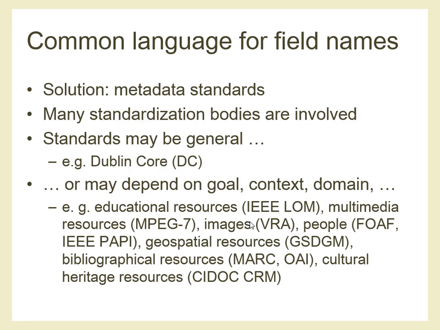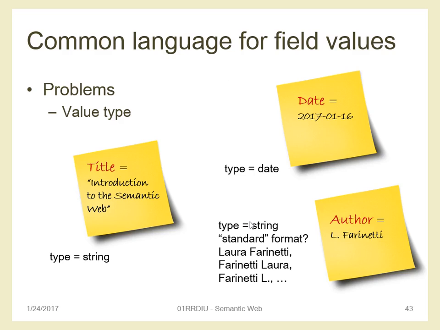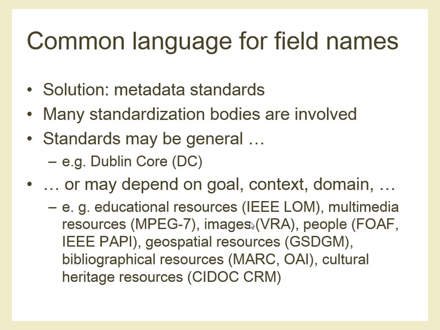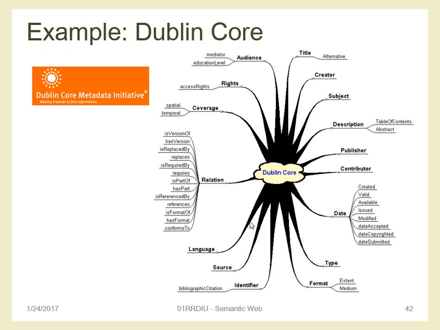So different standardization bodies propose different metadata sets that have a specific domain, for example, education, multimedia resources, images, geospatial resources, bibliographical or cultural heritage resources. There are hundreds of them, and one of the problems is to merge them and use the correct one. To define these field names, we have to select one metadata standard or a set of metadata standards, which are practically the namespaces that we mentioned before. The metadata set is the namespace, and the name of the link is the entry in the metadata standard.